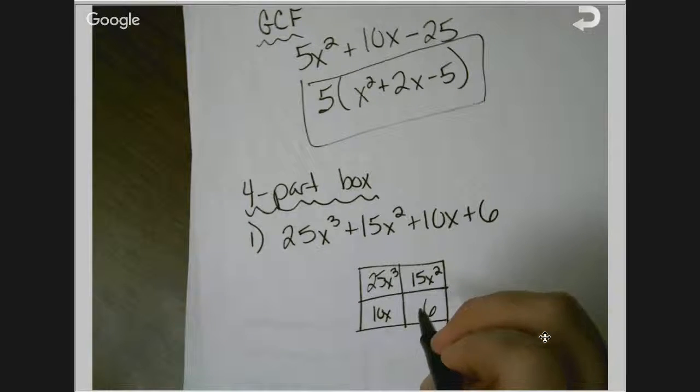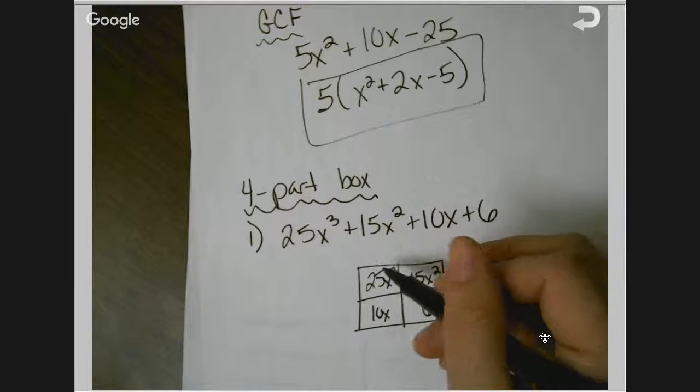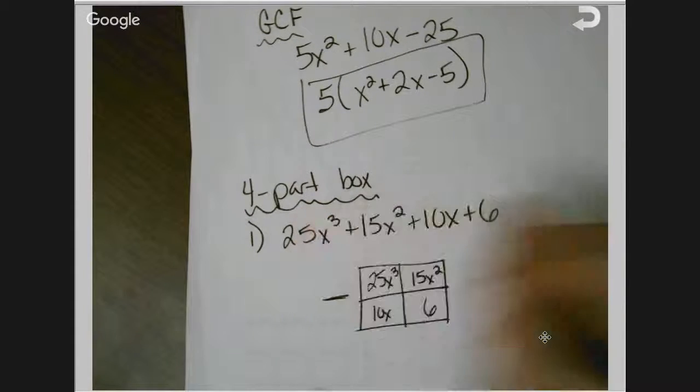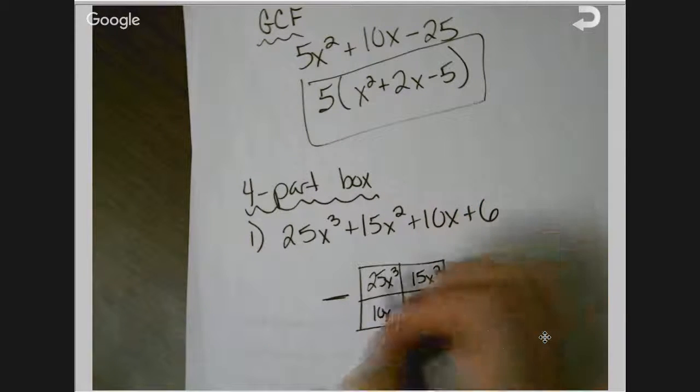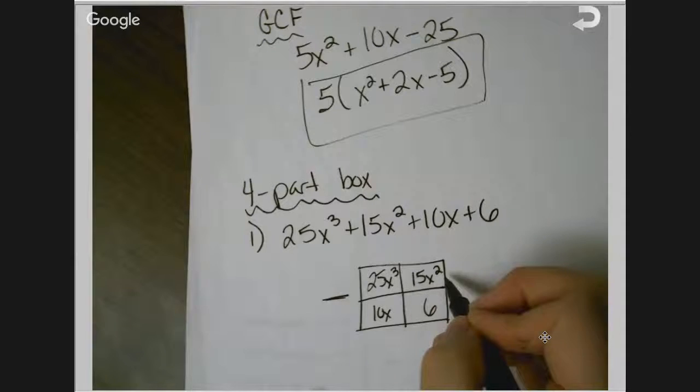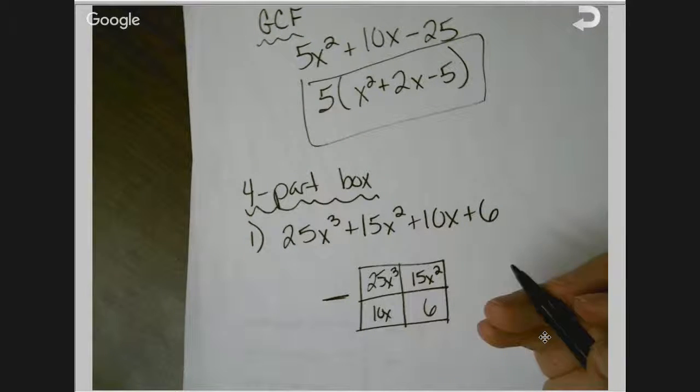It may be useful. So then you're going to look at going straight across. I do rows first, but it doesn't matter which one you start with. So the first row, we have 25x cubed and then 15x squared. 25 and 15, what can I take out?